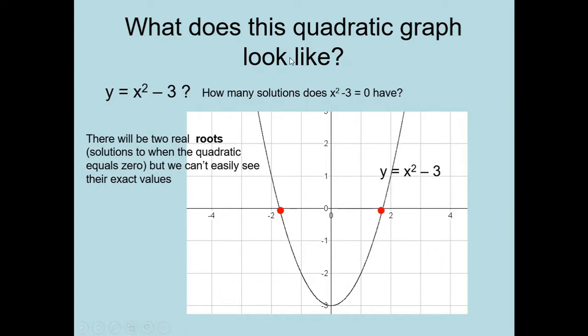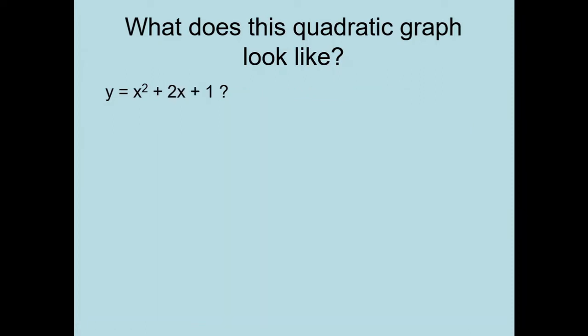Now, another word for solutions to a quadratic when it's equal to 0 is its roots, where it touches the ground, you could say. So although in this graph we can see that there are two roots, we can't see exactly what they are. Often you will actually need to solve this quadratic, so either factorizing, using the formula, or completing the square and rearranging to solve. Now what about this quadratic? What's this going to look like?